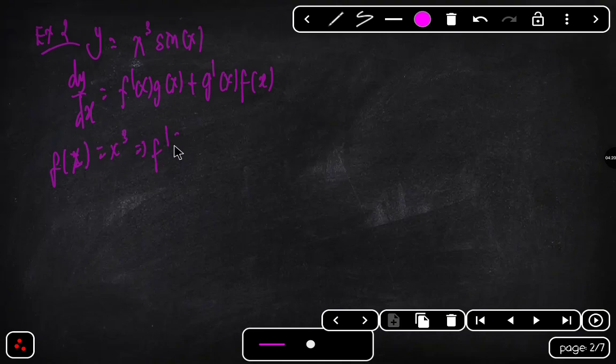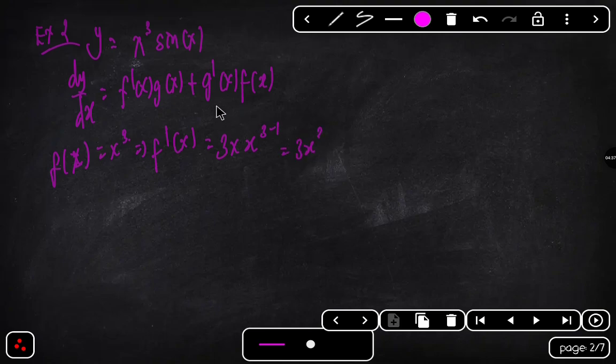Then f prime of x, that is if you differentiate x raised to the power of 3, you can use the first principle or use the normal formula for the differentiation. So this will be 3 multiplied by x raised to the power of 3 minus 1. Then this is going to give us 3x raised to the power of 2.